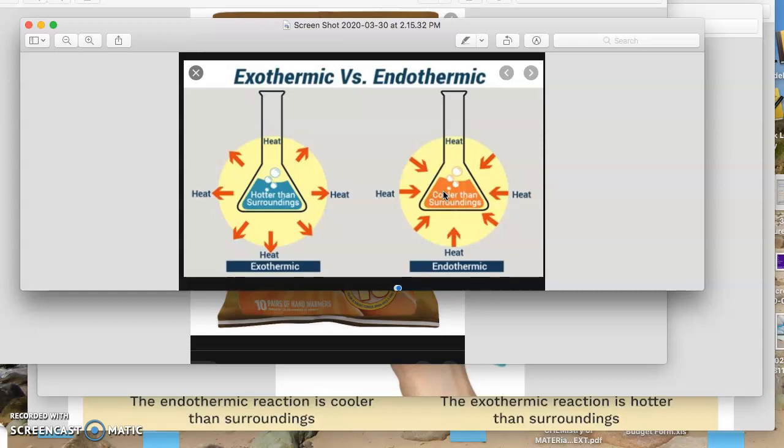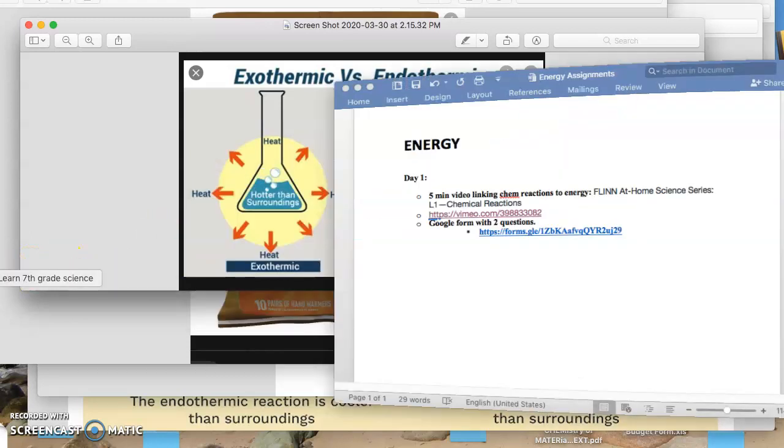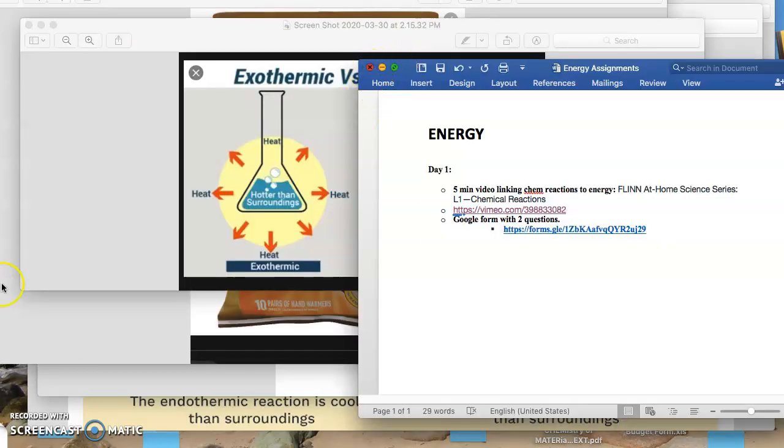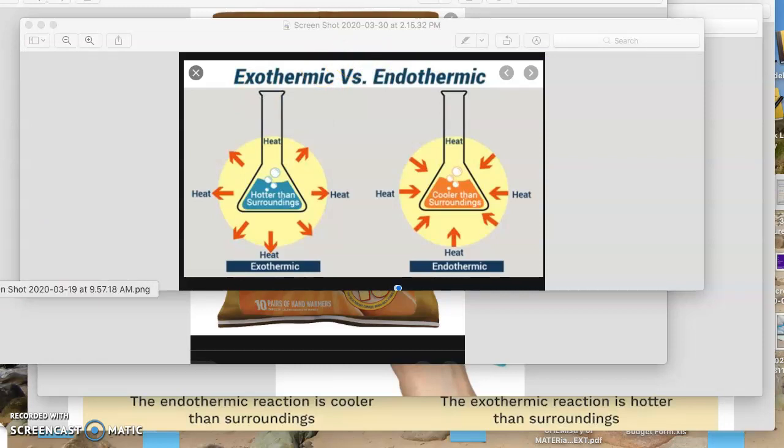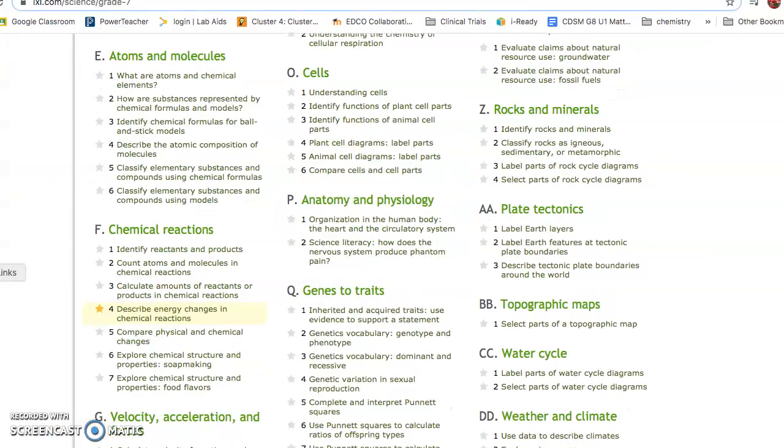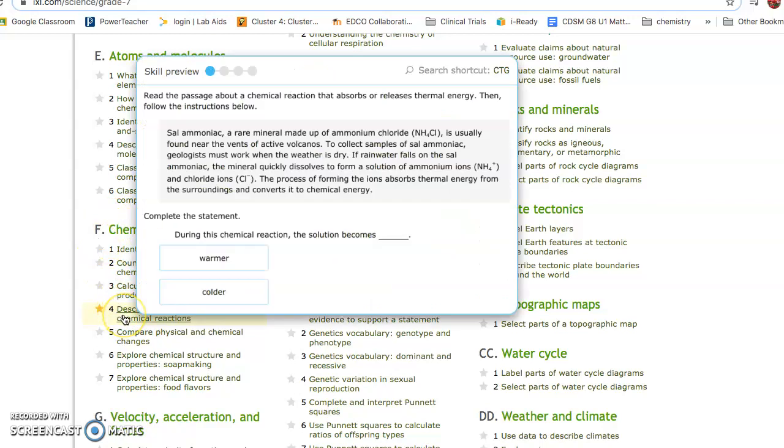It feels colder. Your task is to go on IXL, and let me see, that's not the one. Let's see if I can find it. IXL, there it is. So when you go on IXL, you're going to log in using your math login information. It's all the same. Just make sure that at the top of the screen, you go to Science, and we are going to go down to Chemical Reactions. So it's 7 for grade 7, Science, 7F4. Describe energies in chemical reactions.